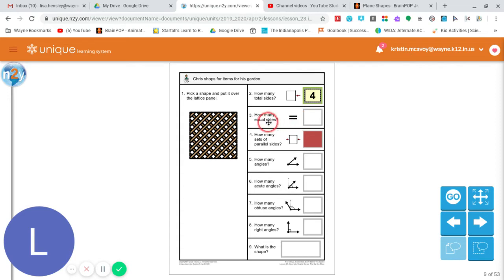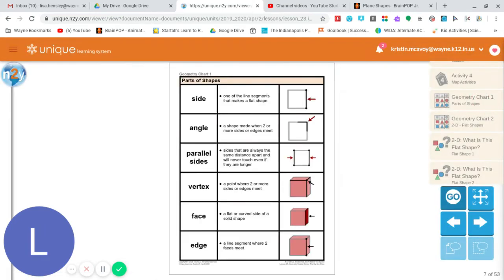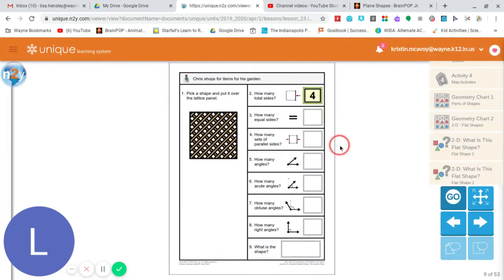Now, it wants to know how many equal sides. So sides that are the same length. And it doesn't explain what an equal side is here. It just tells you what a side is. So an equal side, remember, is the same length. It's equal or the same, okay? So look at this shape.